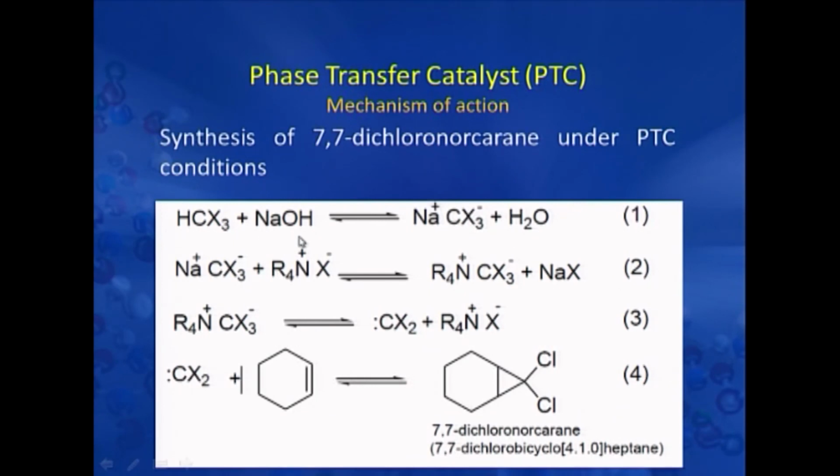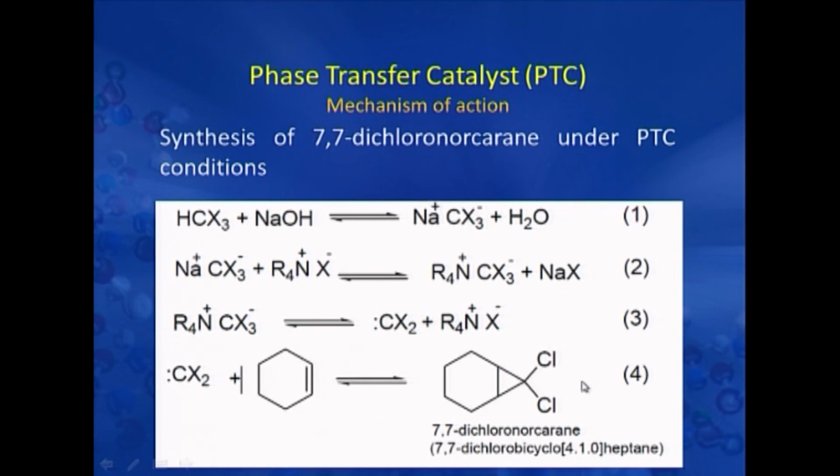Well, in this particular reaction of the synthesis of 7,7-dichloronorcarane under PTC conditions, the reaction between sodium hydroxide and trihaloalkane takes place first, and there is formation of sodium salt of this trihaloalkane, which upon treatment with this phase transfer catalyst forms a dihalocarbene. This dihalocarbene reacts with this cyclohexene and produces 7,7-dichloronorcarane in good yield.